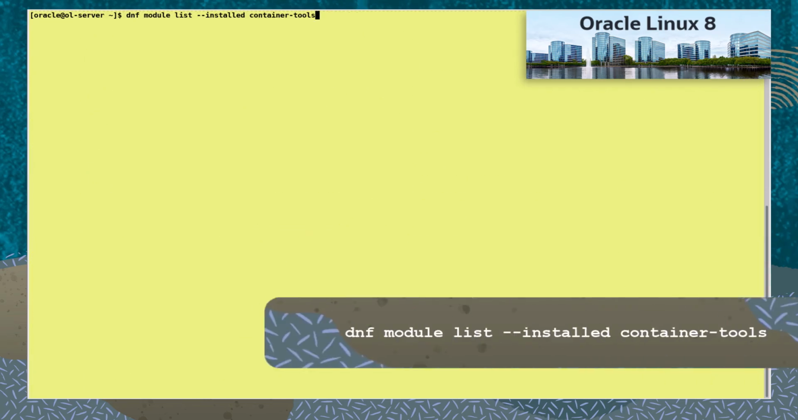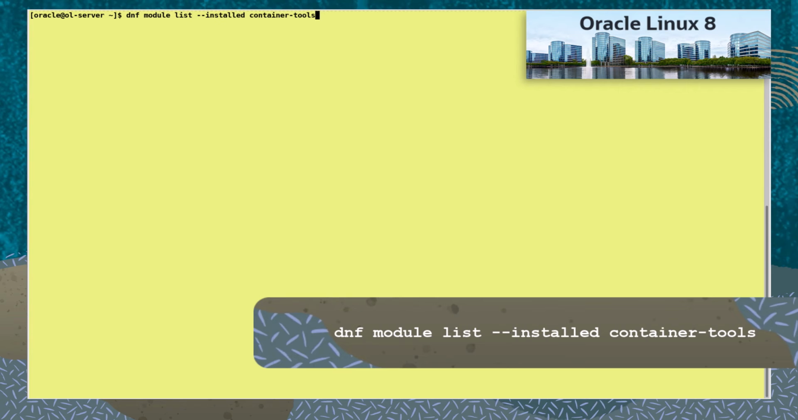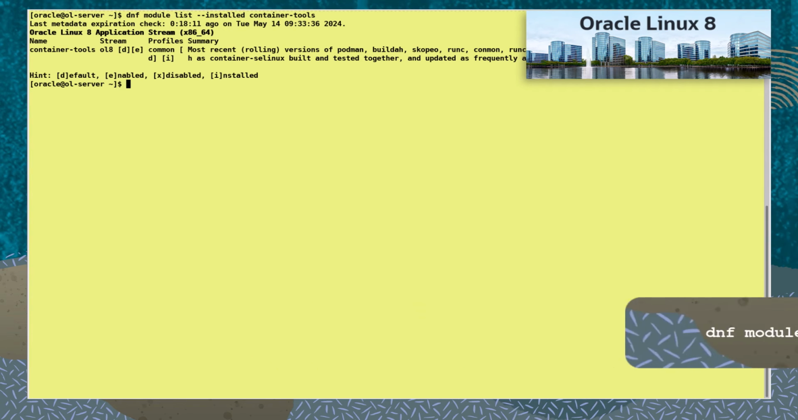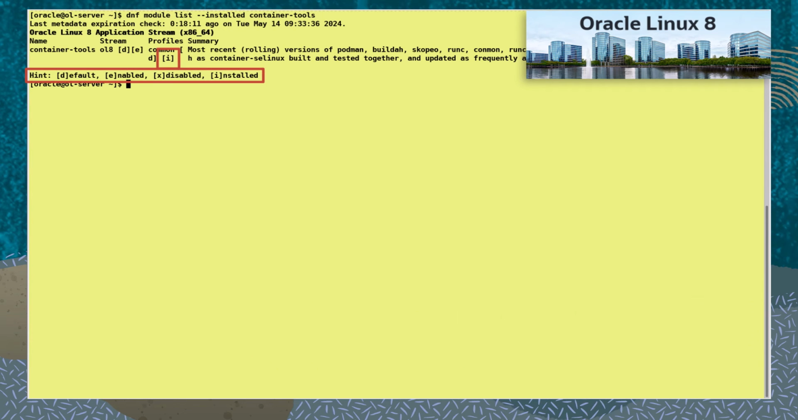And using the command dnf module list --installed container-tools, we see the package has been installed. So that's a quick look at how easy it is to install Podman on an Oracle Linux 9 and an Oracle Linux 8 system.